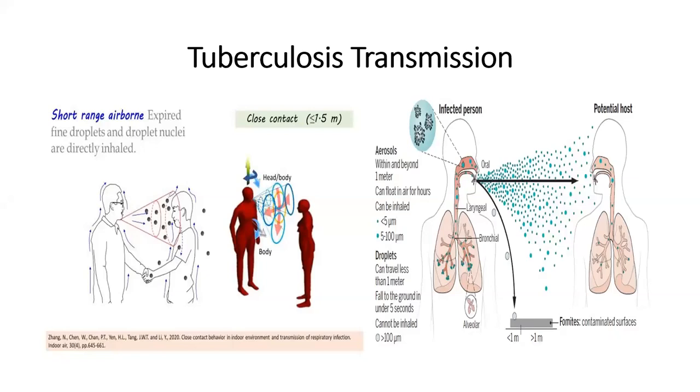And droplets can travel less than 1 meter. So it is heavy and it cannot go beyond 1 meter. For example, in the case of COVID-19, it was a droplet infection, which falls to the ground in under 5 seconds, which cannot be inhaled. In the second and the third picture, you can see an infected individual and a potential host, a difference of 1 meter. You can see that the fomites drop within 1 meter. And it comes through the bronchus, the larynx, and then to the oral outlet.